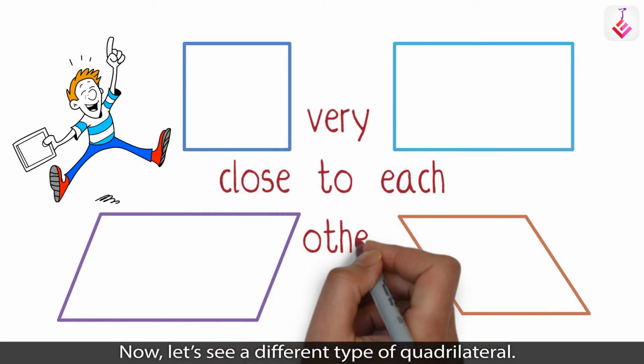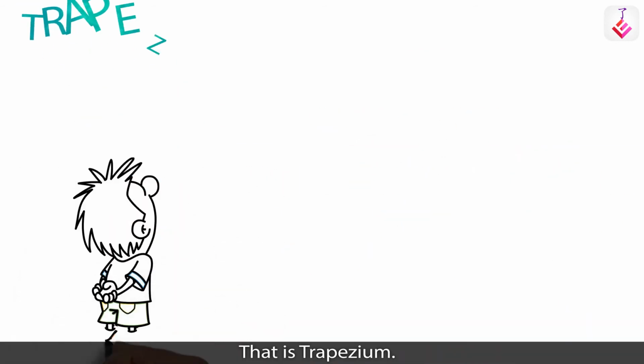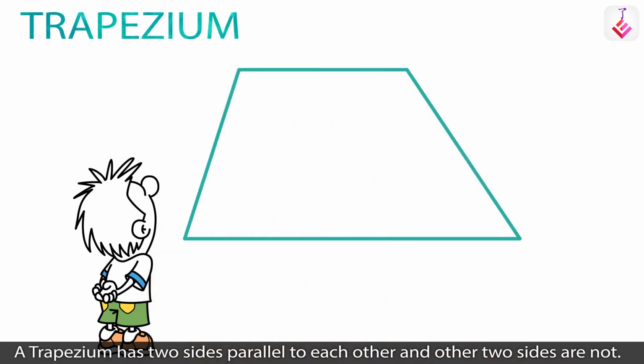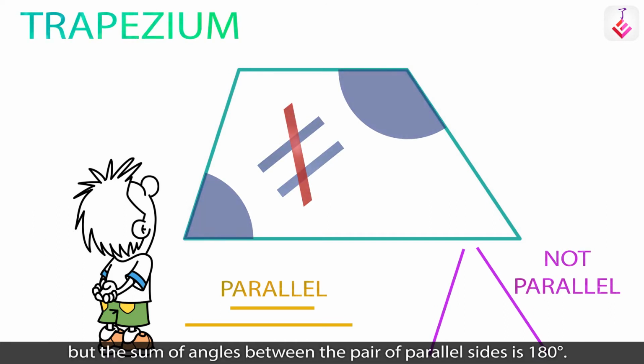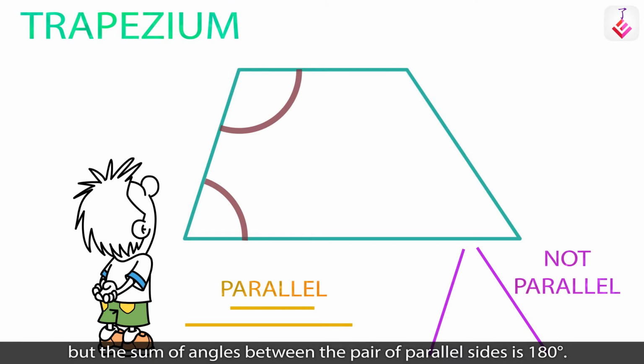Now, let's see a different type of quadrilateral. That is the trapezium. A trapezium has two sides parallel to each other, and the other two sides are not. Its opposite angles are not equal, but the sum of angles between the pair of parallel sides is 180 degrees.